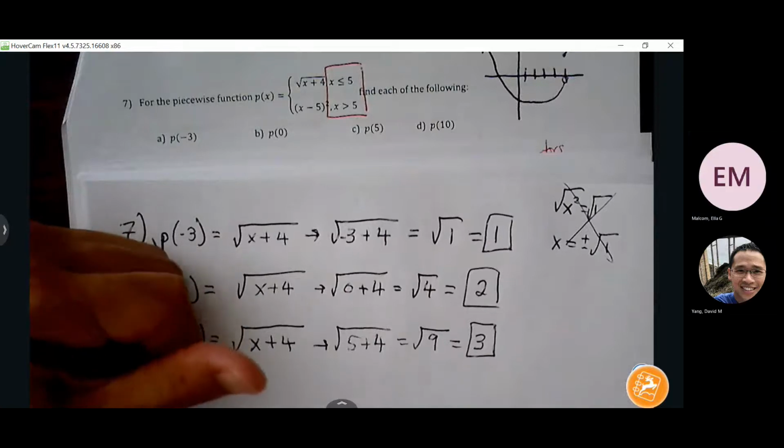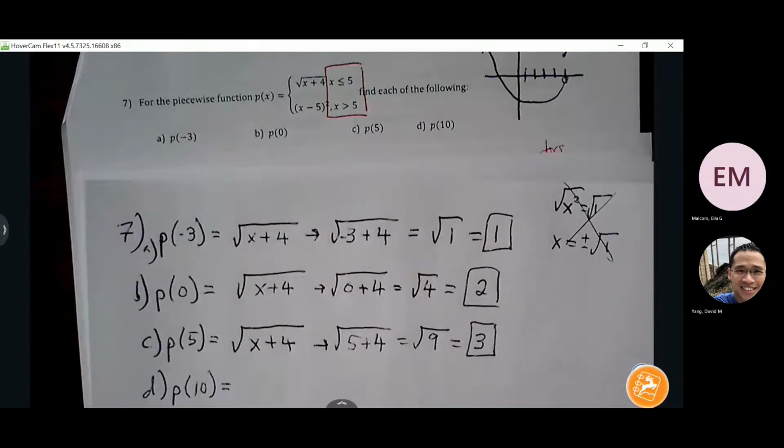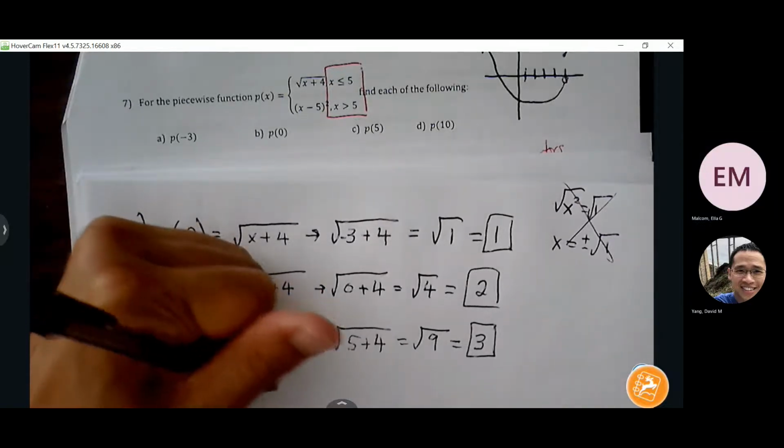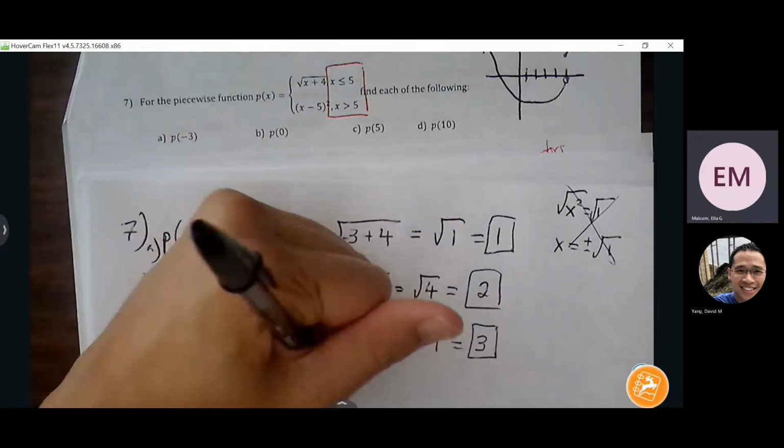Okay. And then D, P is 10. So I'm going to use my x minus 5 squared, just 10 minus 5 squared, which is 5 squared, 25.